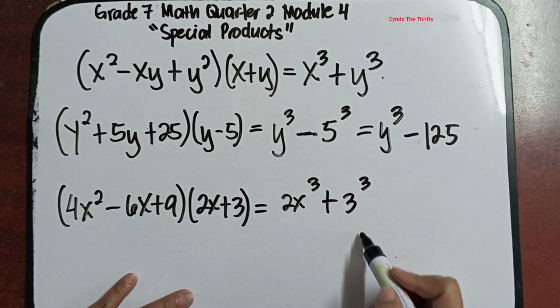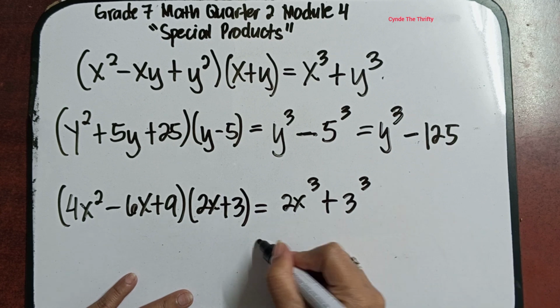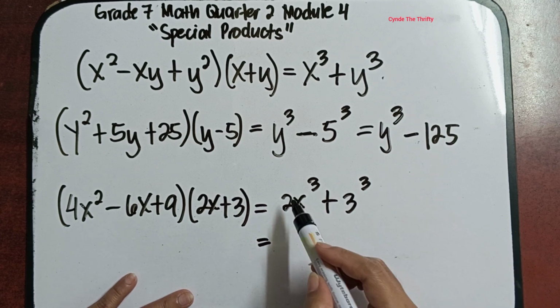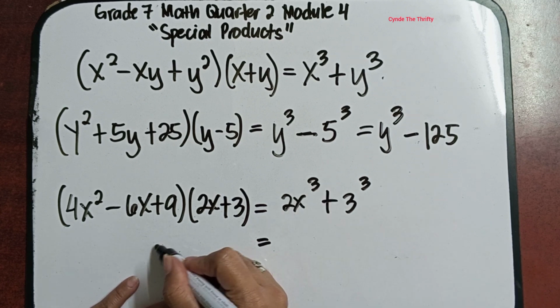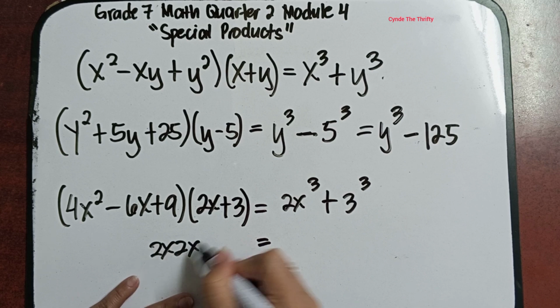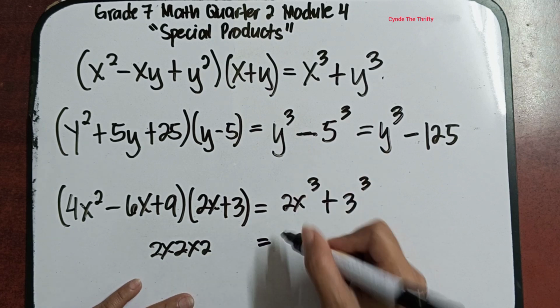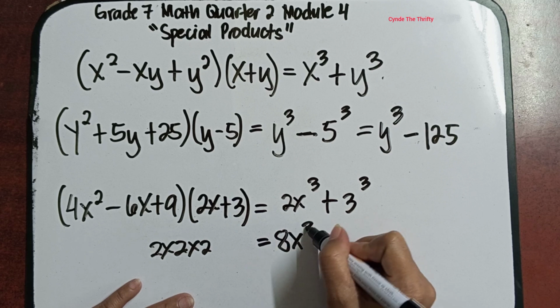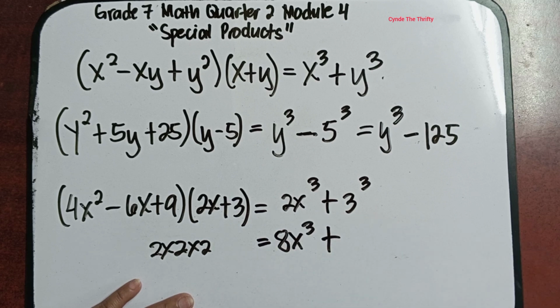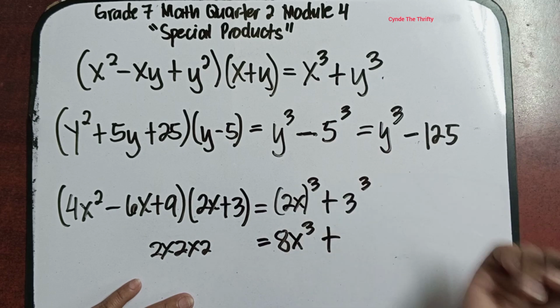Ito na ba yung sagot natin? Of course, hindi pa. I-simplify pa natin siya. Kasi si 2 cube is equal to 2 times 2 times 2. I-multiply mo si 2 sa kanyang sarili ng 3 times. So 2 times 2 equals 4. 4 times 2 equals 8. So 8x cube plus, okay, sorry, dapat merong ganito.